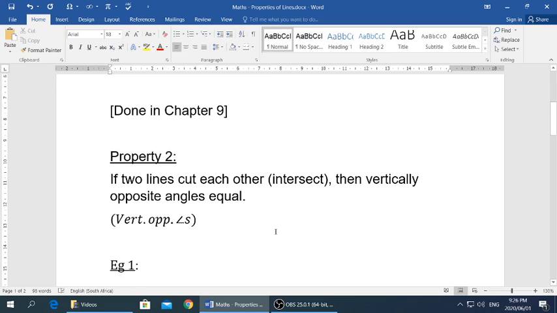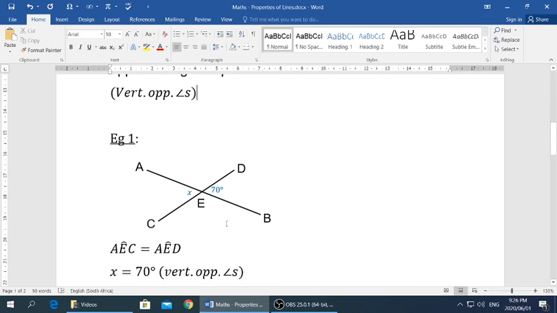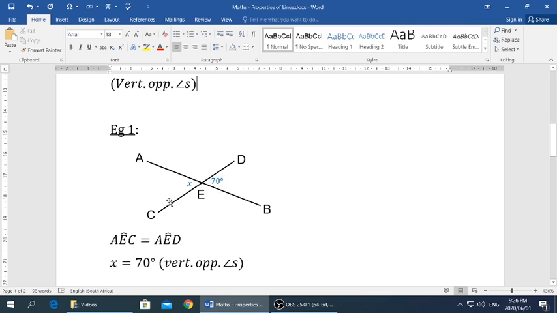The next property, this one we did not learn yet, is if two lines cut each other or intersect, then vertically opposite angles equal. We can write the reason much shorter, simply as vert op angles. Okay, so look here. Can you see how these two lines form an X? Whenever they form an X, that means the two vertically opposite angles equal each other. So the two angles on the opposite side. So X and 70 equal one another. So AEC and BED equal one another.